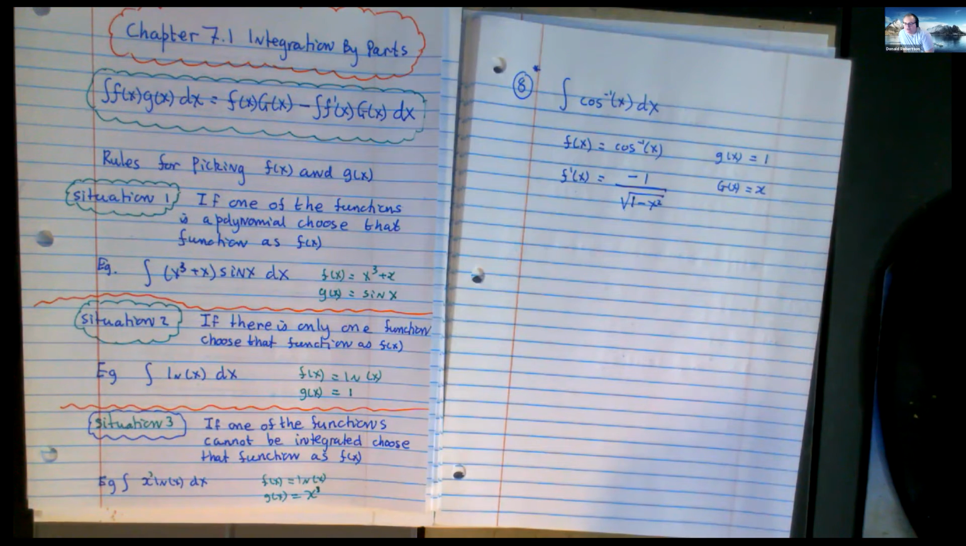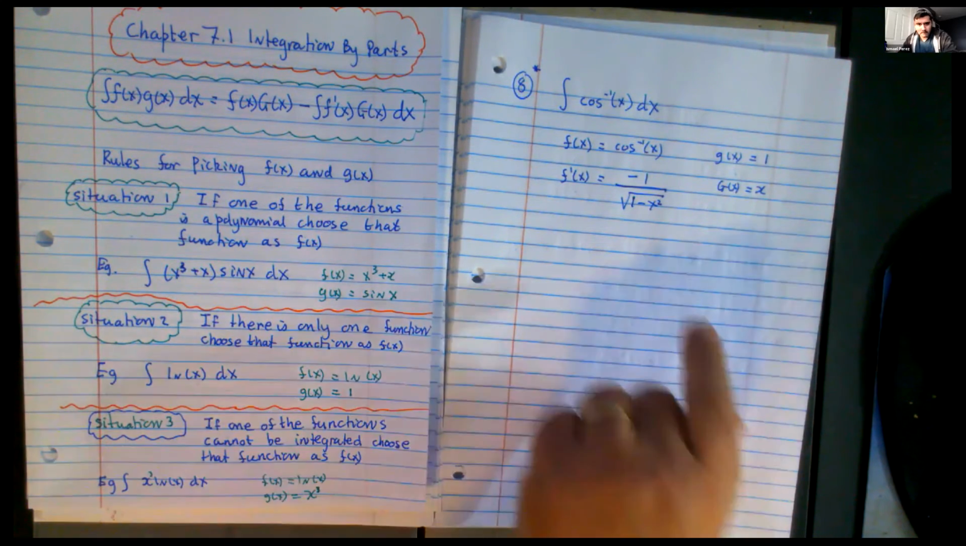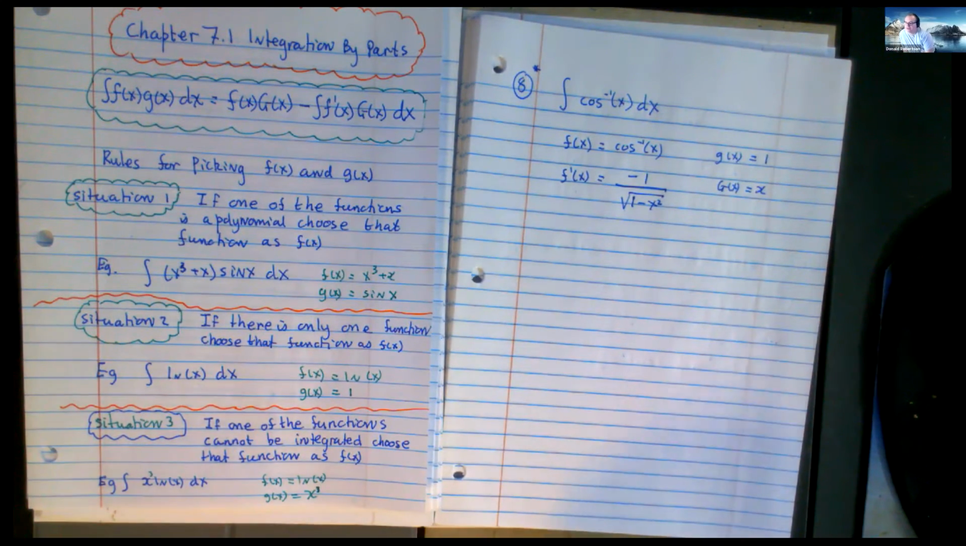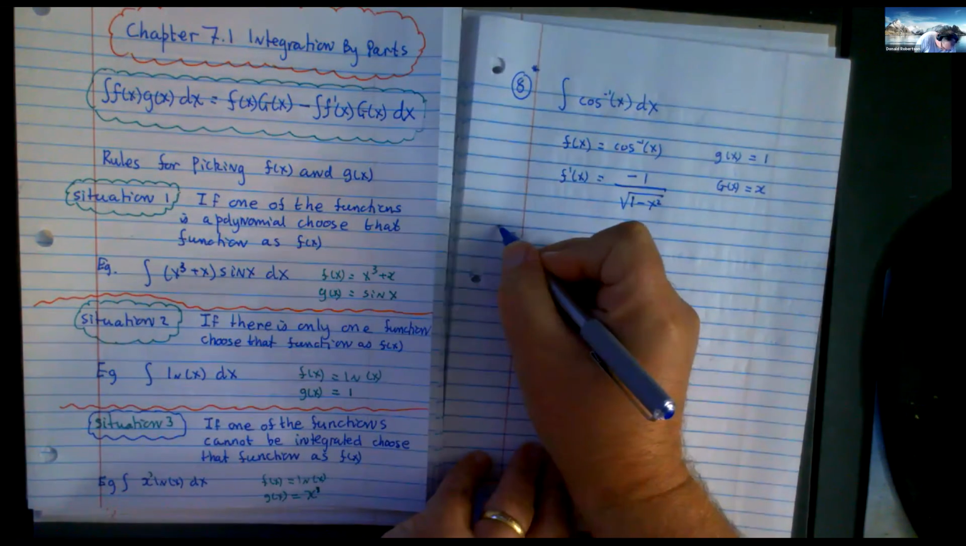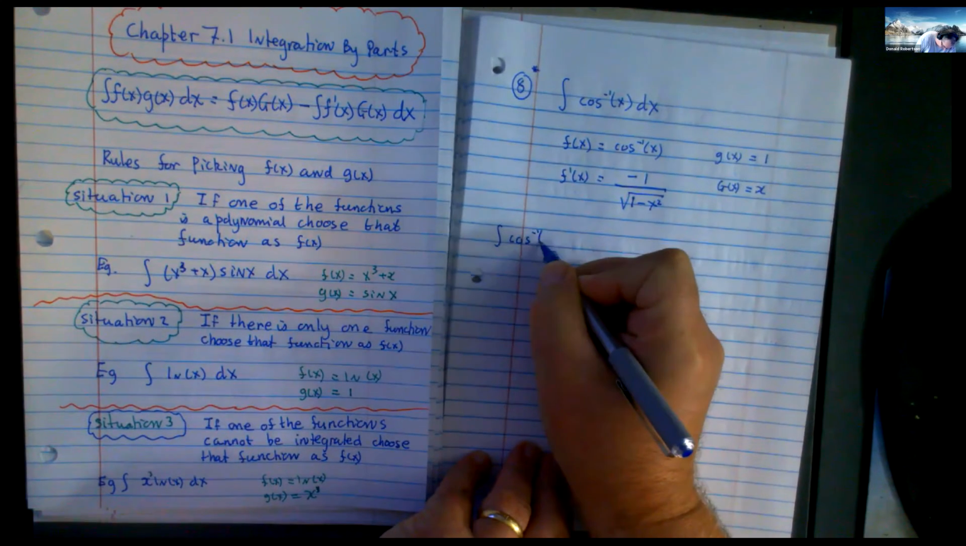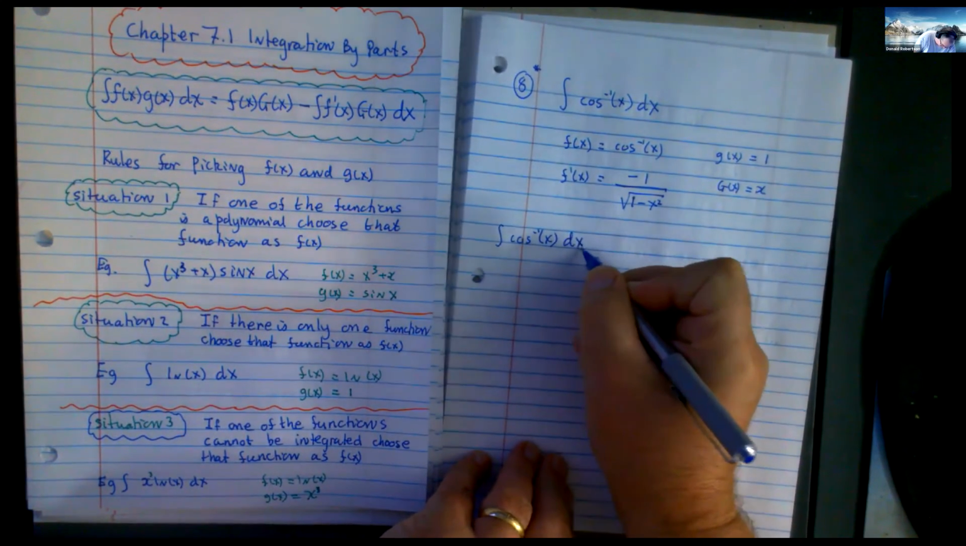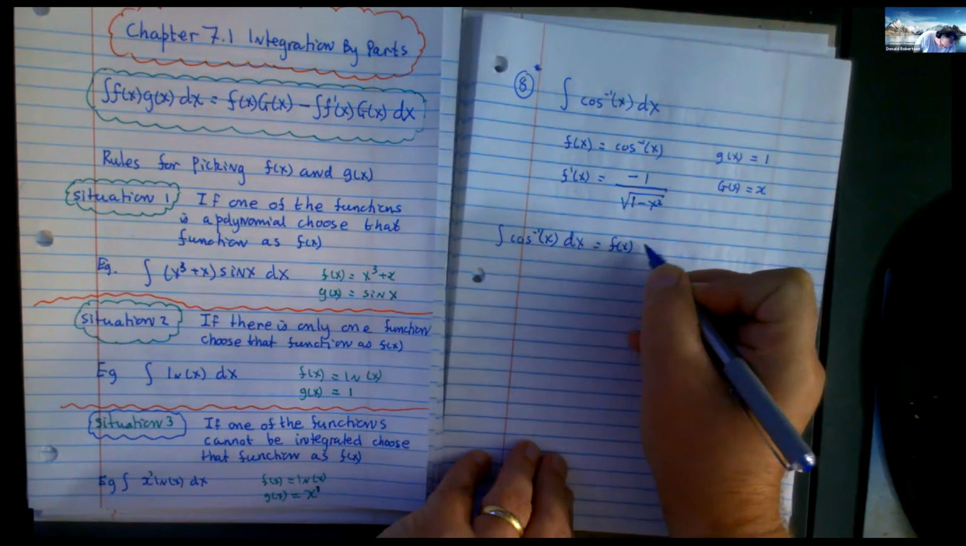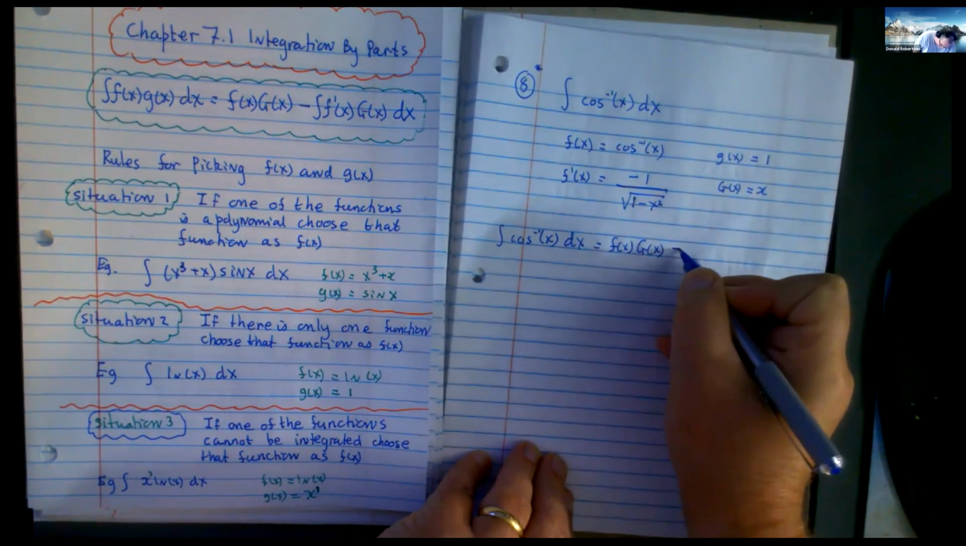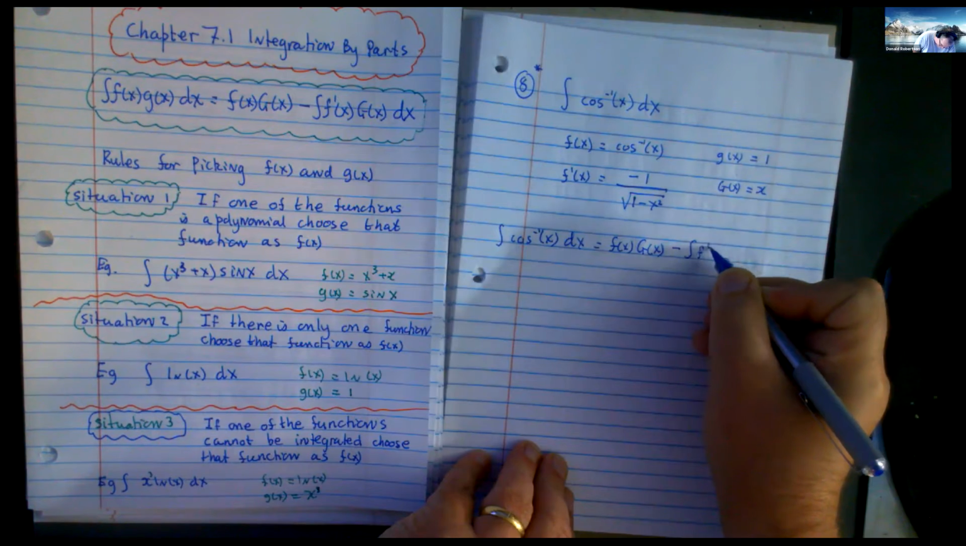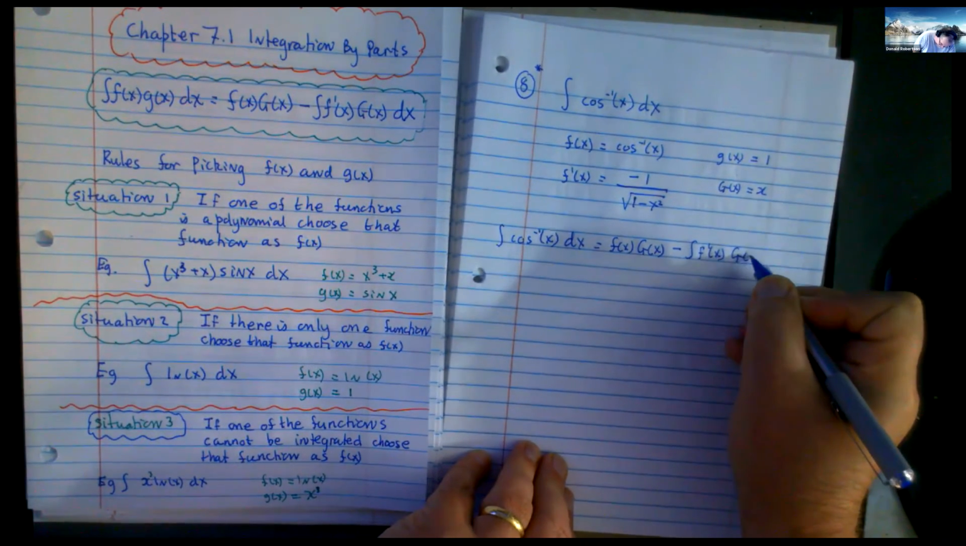What is the derivative of the inverse sine function? One over the square root of one minus x squared. They're almost identical, aren't they? Just the negative because it's cosine. Right, now let's put this package together. So it's going to be f of x, capital G of x, take away the integral of f dashed x, capital G of x, dx.